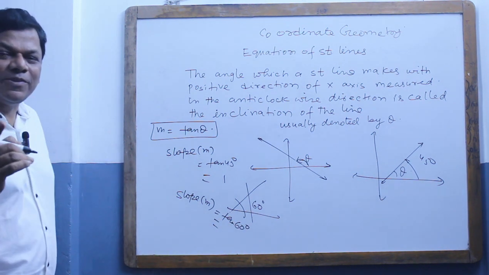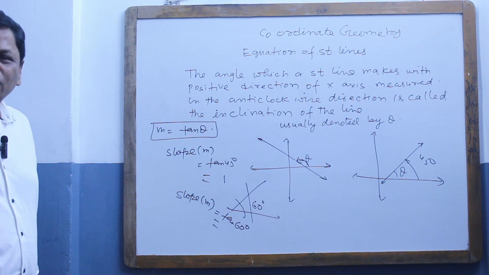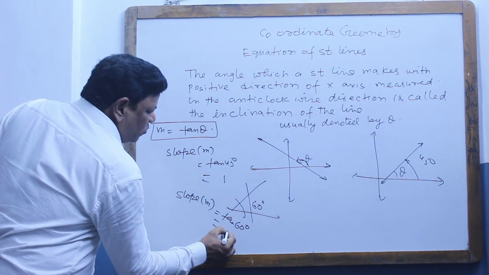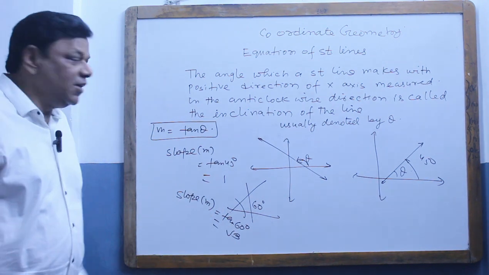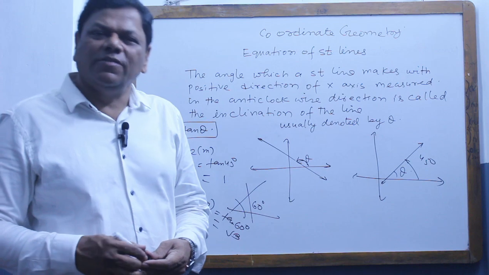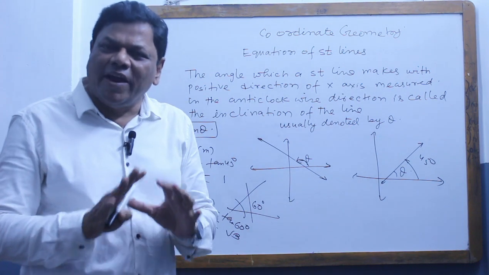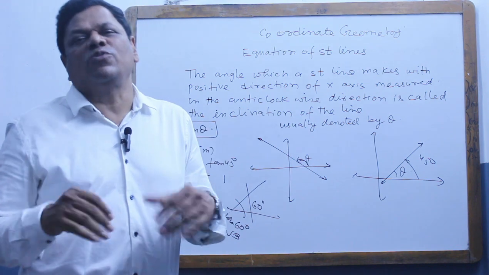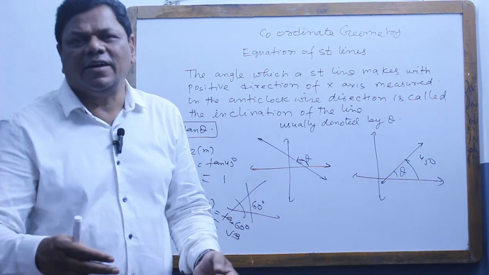What is the value of tan 60? We have learned that the value is root 3. So the slope is root 3. Whenever the angle is given to you, we can easily find the slope. There is also another way to find the slope, which we will learn in the next part.